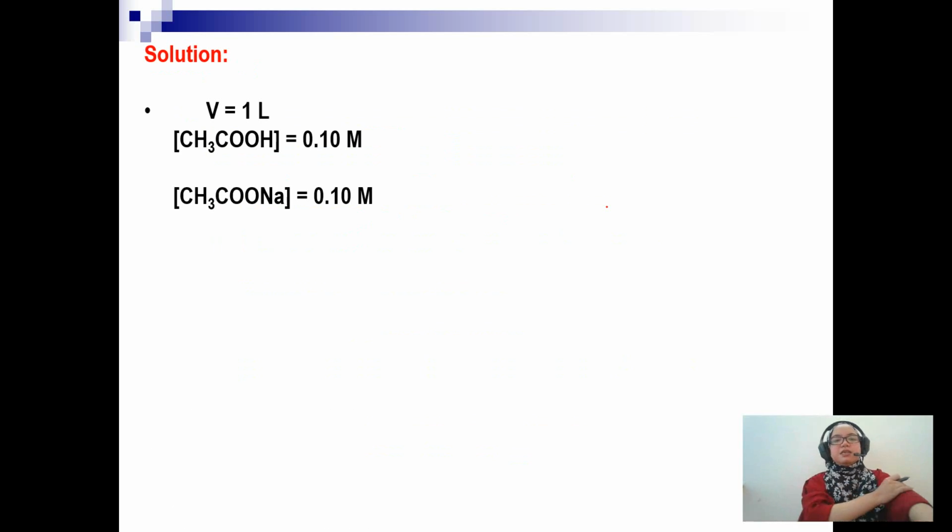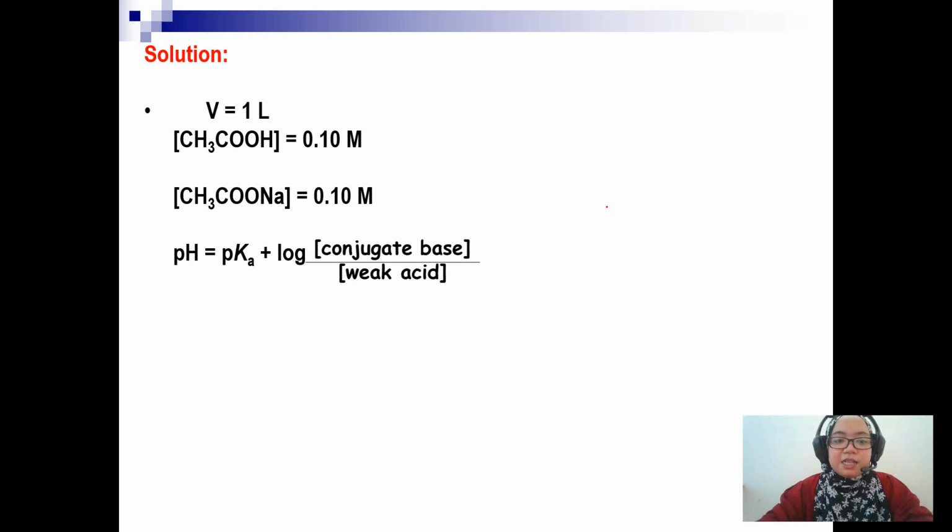Okay, first kita tahu volume dia 1 liter sebab dia dah siap-siap bagi tahu kita, right? Volume buffer solution tu memang 1 liter, and dia bagi tahu kita concentration for both acetic acid and sodium ethanoate are 0.1 molar. Okay, so now kita tahu the Henderson-Hasselbalch equation. To find the pH of buffer solution, we can use this Henderson-Hasselbalch equation.